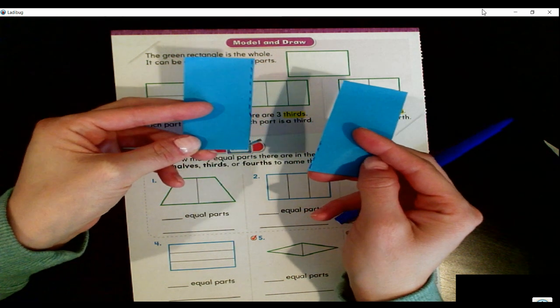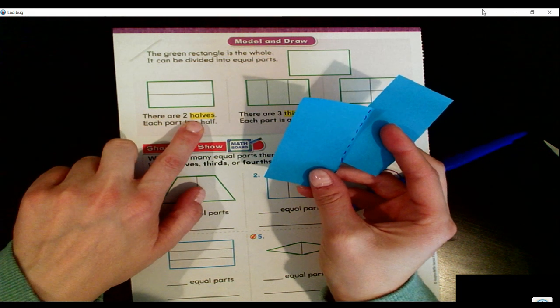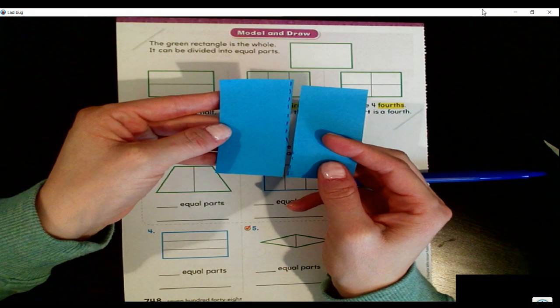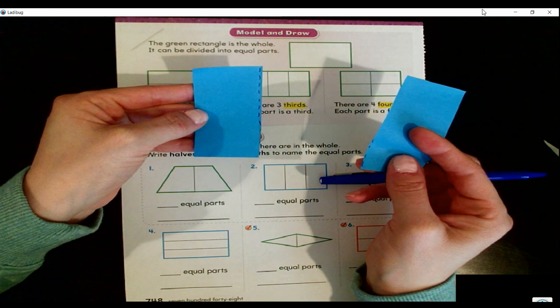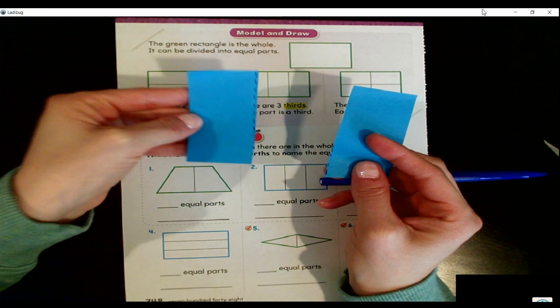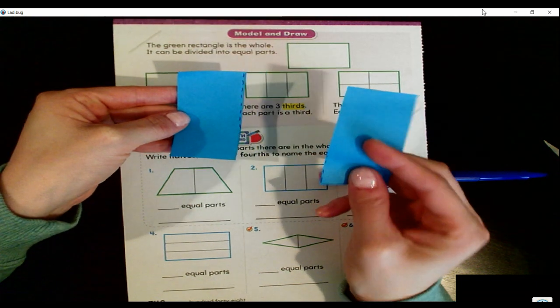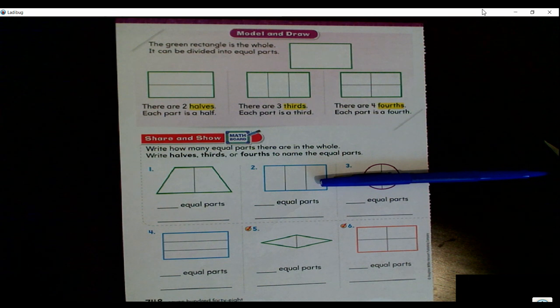Together, we call these halves. Okay, and you'll see that word right here, halves. There are two halves in each part, okay? So one person gets one and the other gets another, right? Okay, so how many pieces are there? There's one, two, okay? So this is one half and this is another half. And these are halves.